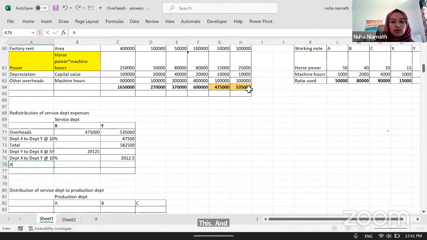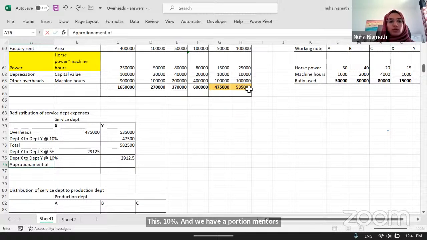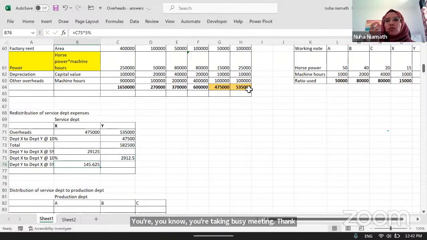Then we have apportionment of department Y to department X at 5%. Here you will only be taking this remaining amount into 5%. So we can see that it's come down to 146, which is a very, very negligible amount. So you don't keep doing this. Now you can stop it.